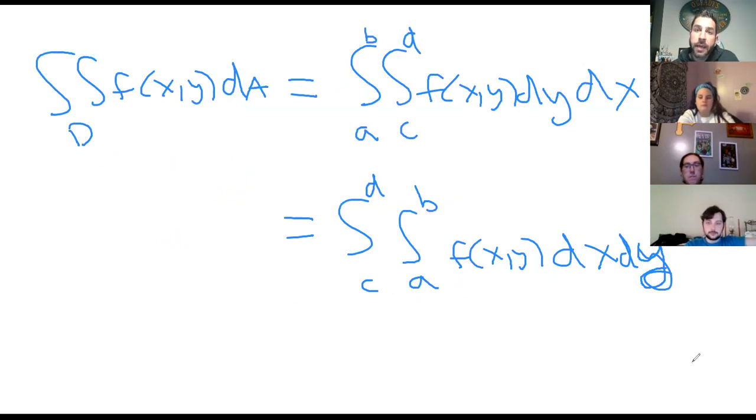Now, the thing to pay attention to here is if you look at these expressions on the right, you see a dy dx. Those things tell us the order in which we're going to integrate. The top one says integrate y first, and then x. And then the bottom one says do x first, and then y.